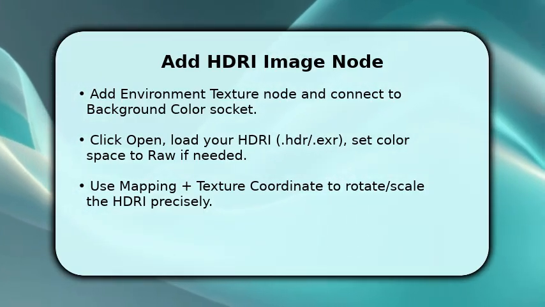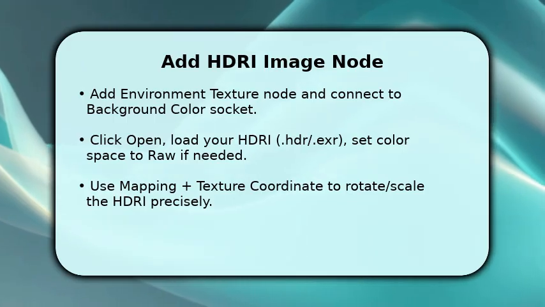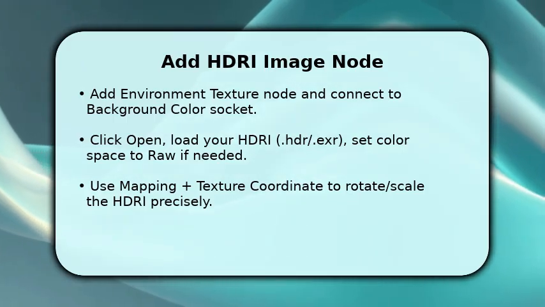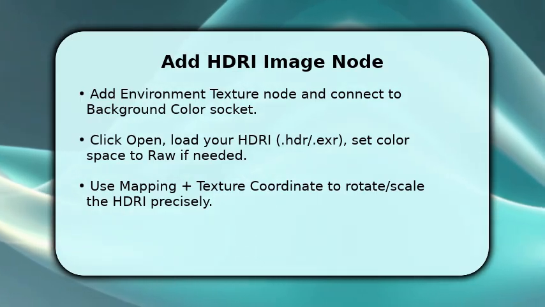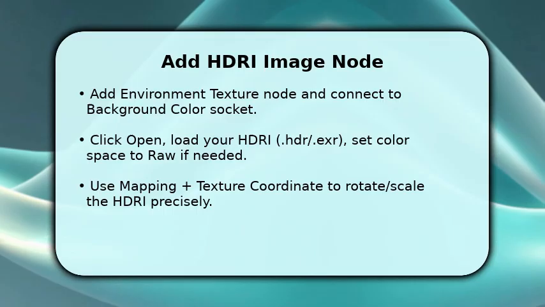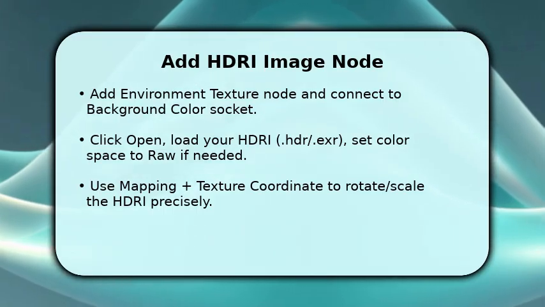To control direction, insert a mapping node fed by texture coordinate. Use generated or window coordinates and adjust rotation on the Z-axis. This lets you match key lights or reflections to your scene and avoid mismatches.